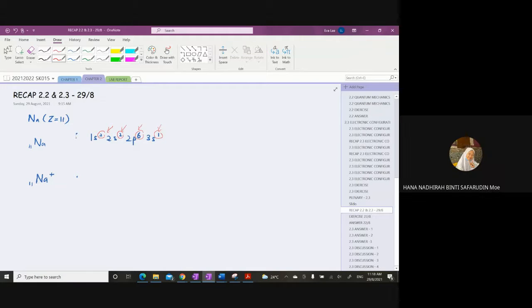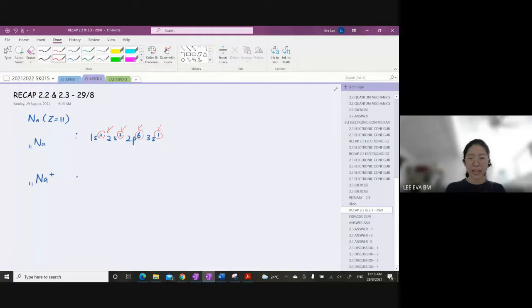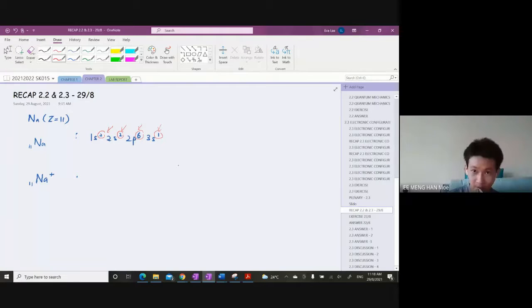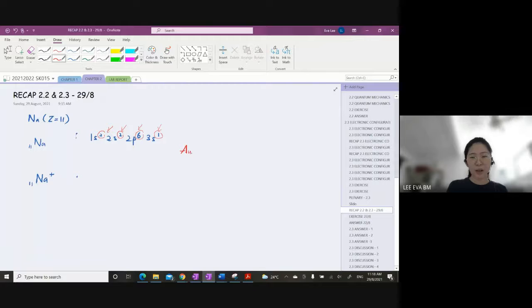Boleh, Madam. Okay. So to recap for this electronic configuration, Madam has already given you the electronic configurations over here. Can anyone tell me what rules I obey if I'm looking at this electronic configuration? Aufbau principle. Very good. Why Aufbau? Because you see 1s, 2s, 2p, 3s follow the increasing energy level. So it follows the Aufbau principle.